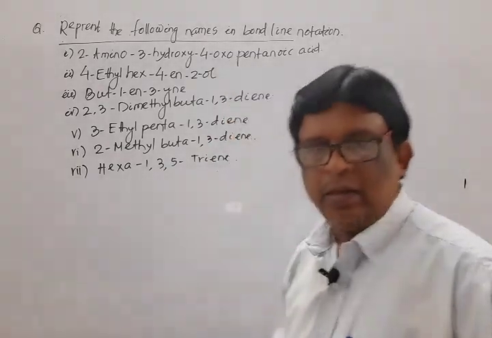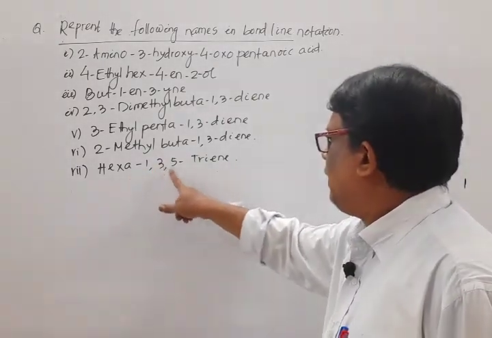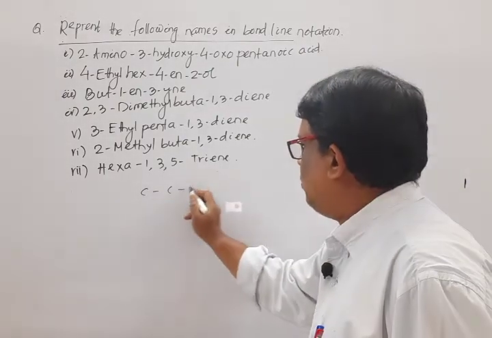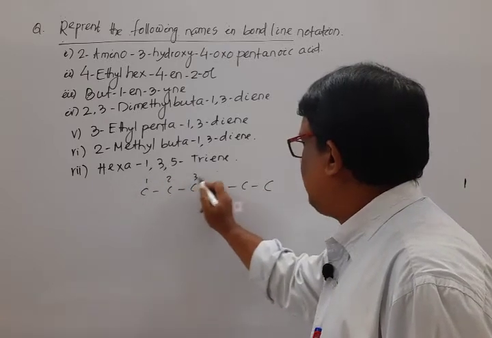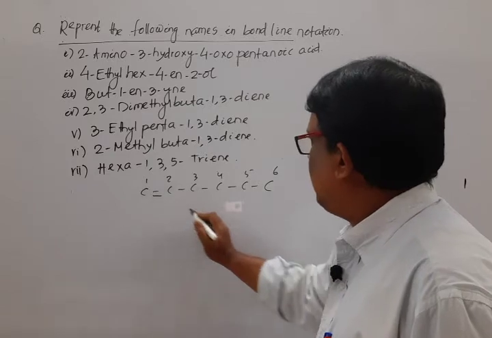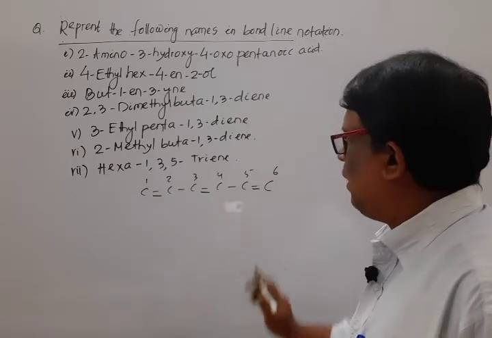What is the next one? Mark that: hexa-1,3,5-triene. Hexa means 1, 2, 3, 4, 5, 6. At position 1 there is an ene, at position 3 an ene, and at position 5 an ene.